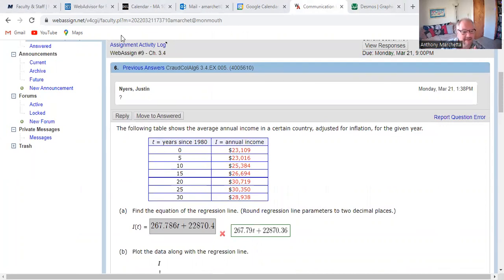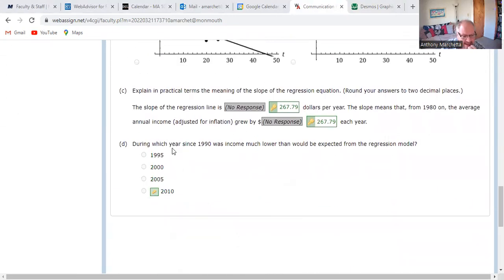This does say years since 1980 right here. That says years since 1980. There's a typo here. It says years since 1990 here. It's supposed to say years since 1980.